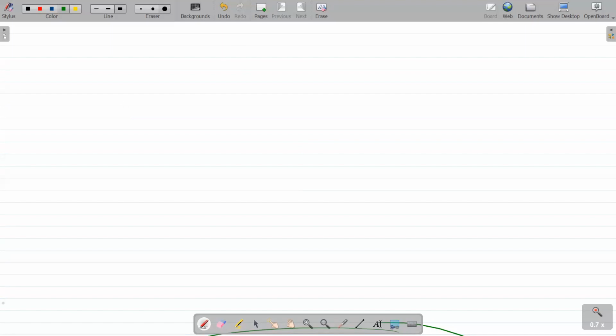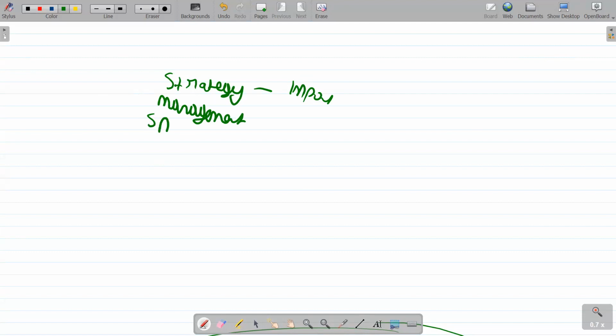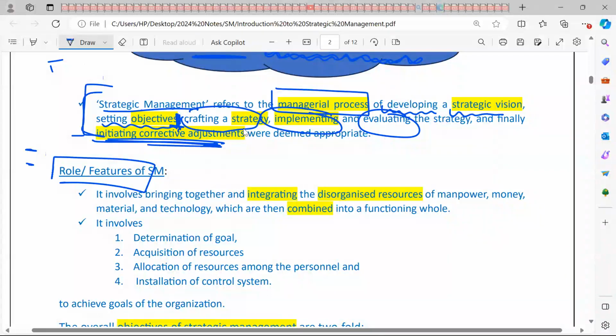What all have we seen? First of all, we have seen what is strategy. We have seen the meaning of strategy and features and importance of strategy. Second thing, we have seen what we mean by management. Third thing, we have seen what we mean by strategic management. So what is strategic management? Strategic management is a managerial process. Managerial process of what? Developing a strategic vision, setting objectives, crafting strategy, implementing strategy, evaluating that strategy. Okay? And finally, taking corrective actions. I hope this is clear. The meaning of strategic management is clear. And also, I think you guys have now learned it.